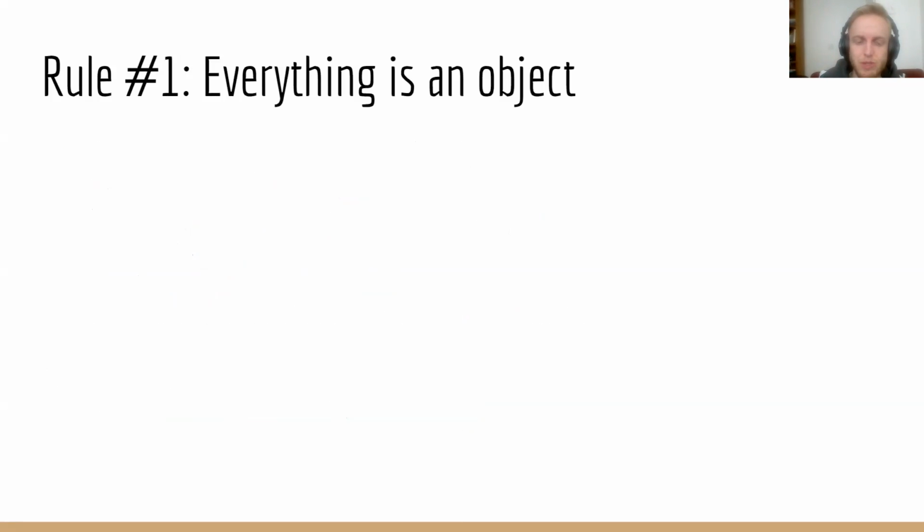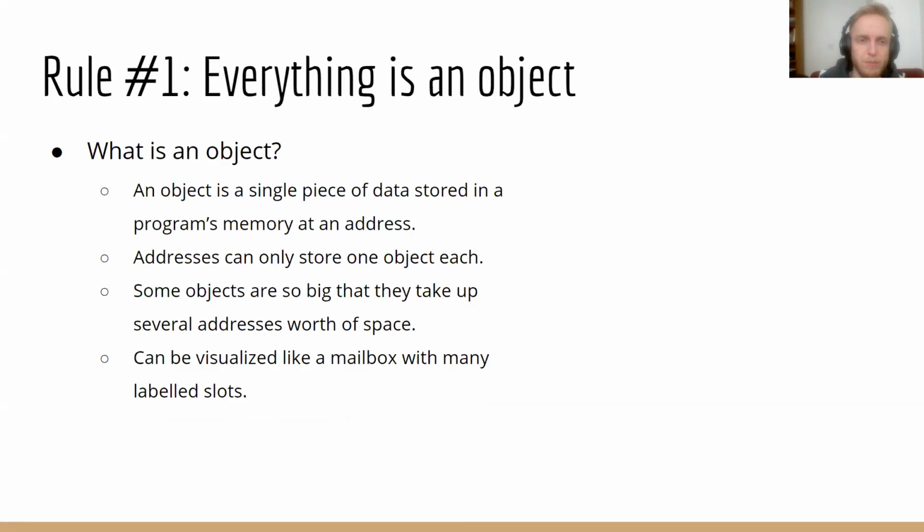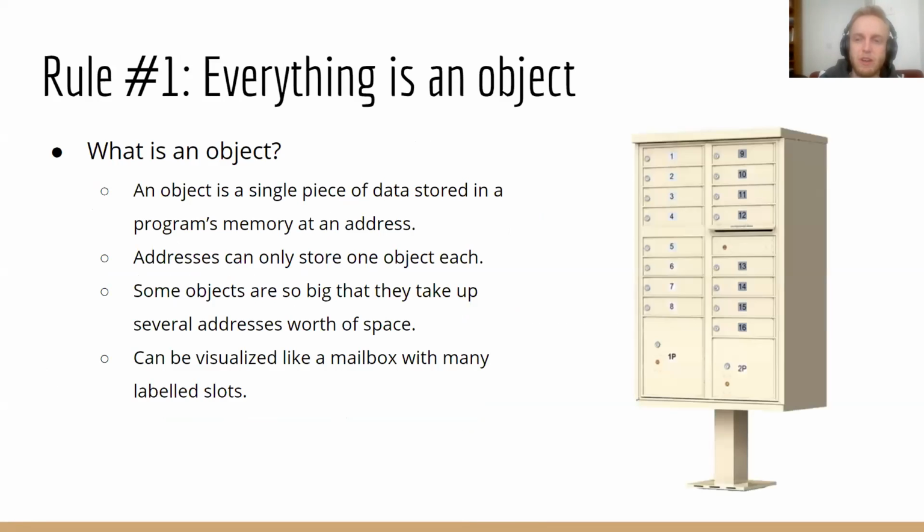Everything is an object. So what is an object? An object is a single piece of data stored in a program's memory at an address. Addresses can only store one object each. Some objects are so big that they take up several addresses worth of space. You can think of it kind of like this mailbox sort of thing, where there are different sized mail slots for different sized packages. It's similar with objects. So it could be like an integer stored there, it could be a string stored there, whatever.